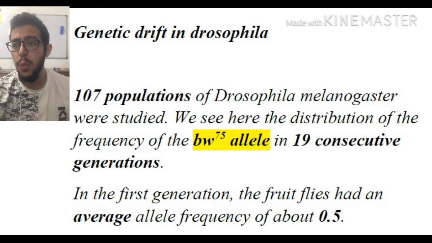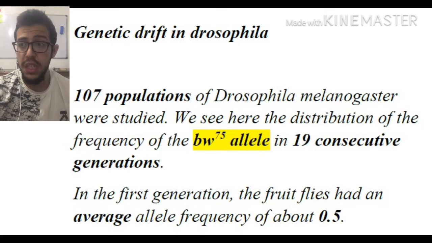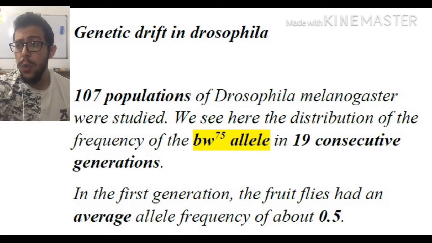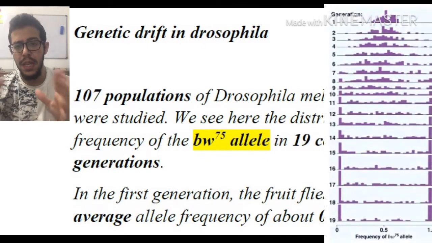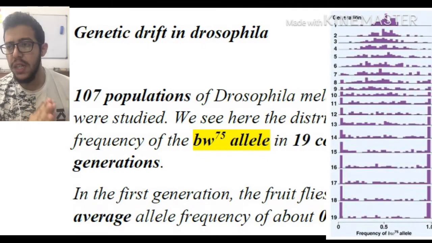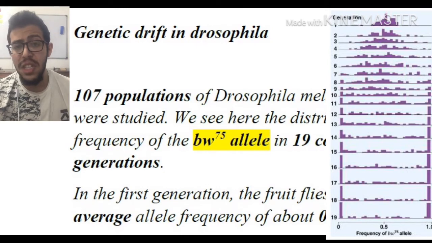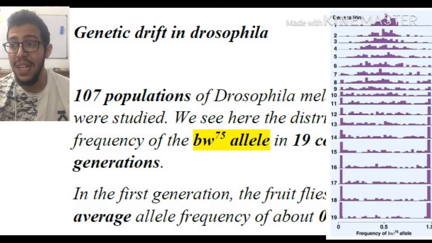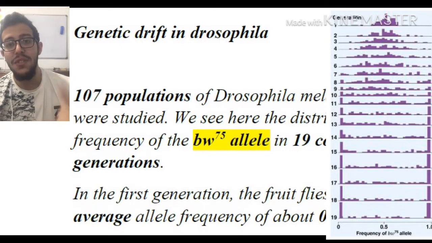First of all, 107 populations of Drosophila melanogaster were studied in this experiment. We see here the distribution of the frequencies. That image is going to be present on screen at the moment. Basically, the gene that was studied, or the allele that was studied, was the BW75 allele in 19 consecutive generations.